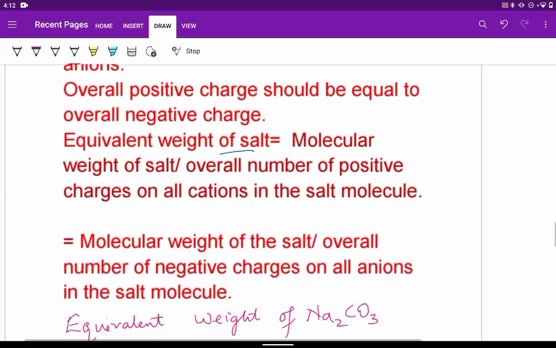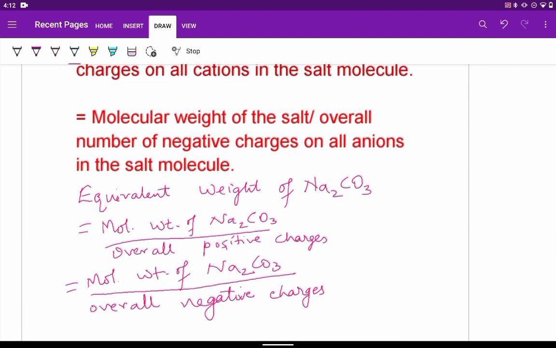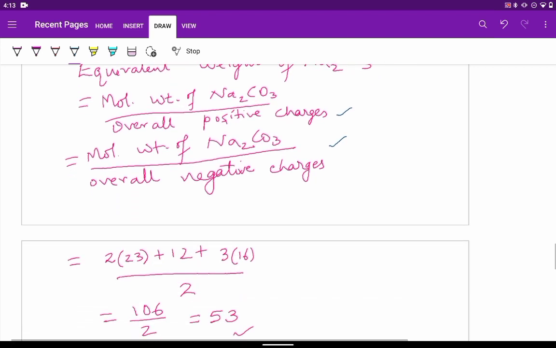So total negative charges or total positive charges, whatever we want we can take, both are same in number. So from here we can calculate equivalent weight of sodium carbonate, Na2CO3. Now here we have to take molecular weight of Na2CO3 divided by overall positive charges, and that will be equal to molecular weight of Na2CO3 divided by overall negative charges. Both are same, so both will be equal.